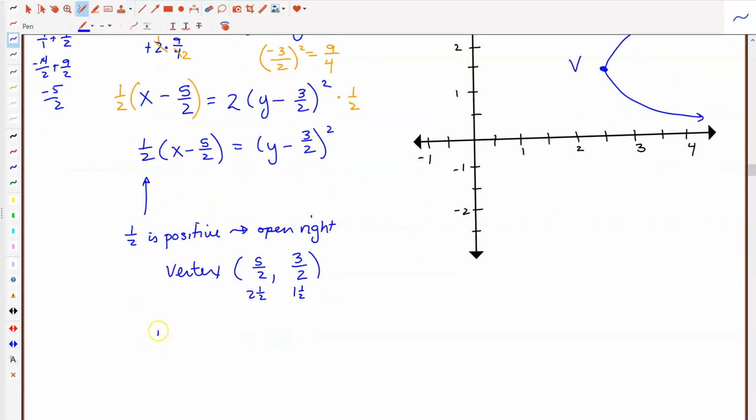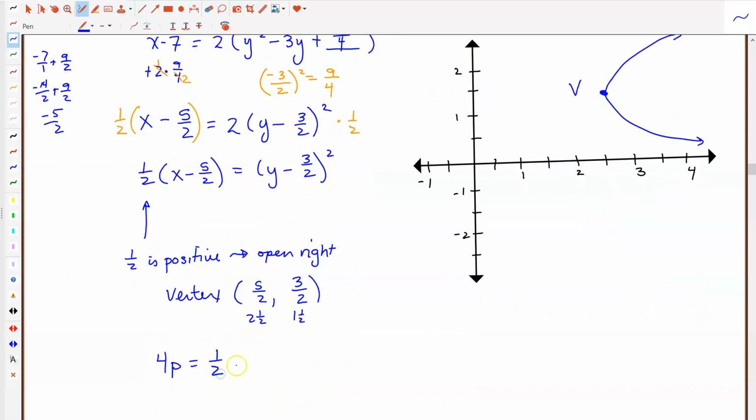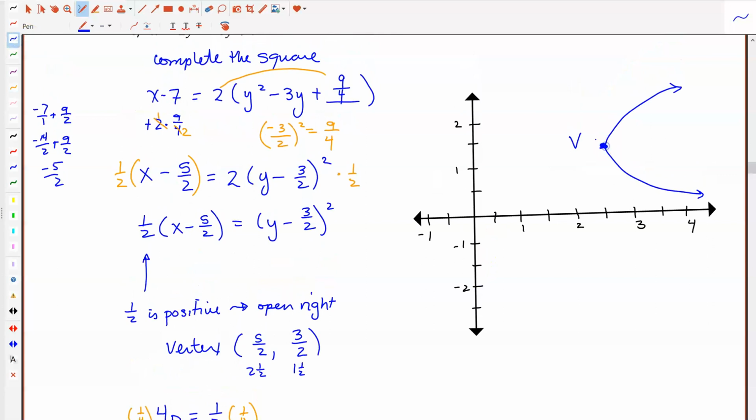Alright, so 4p, from my generic form right here, 4p is equal to whatever is in front of this x term, which is 1/2. Solving for p, you can multiply both sides by 1/4. So p is equal to 1/8. This is going to be a very, very small movement. From my vertex, we're going to go 1/8 over here to get to the focus. 1/8 to the right to get the focus, and then 1/8 the other way to get to the directrix.